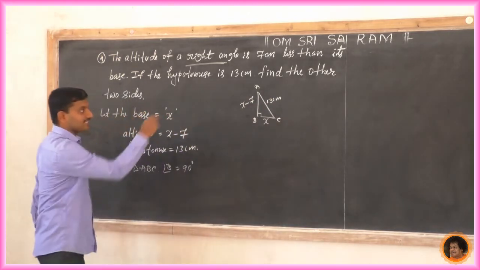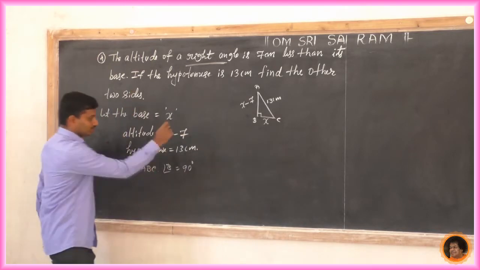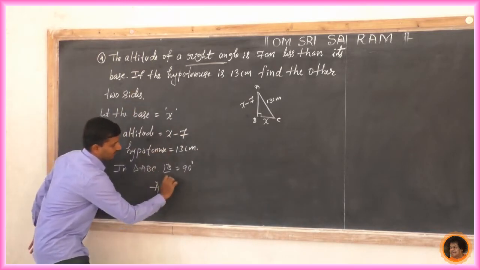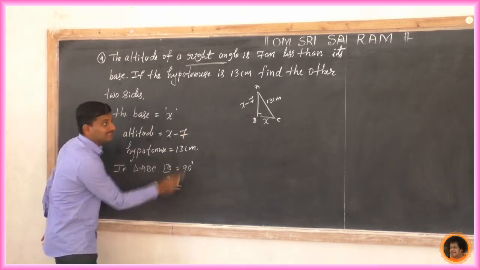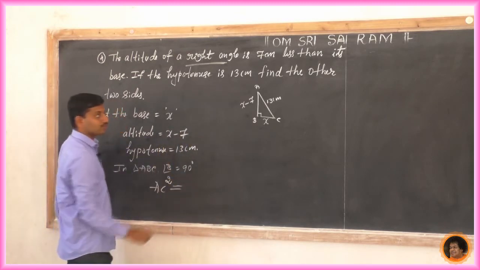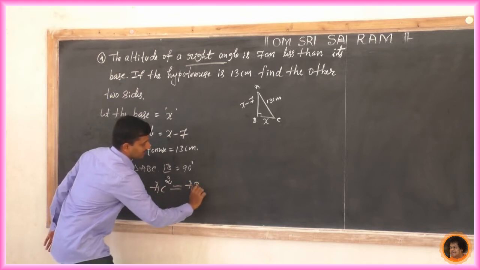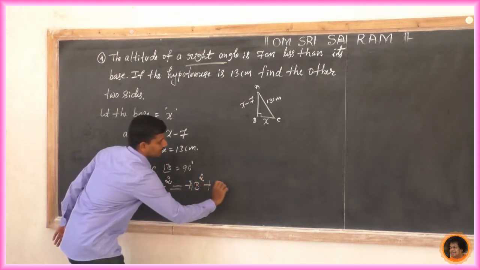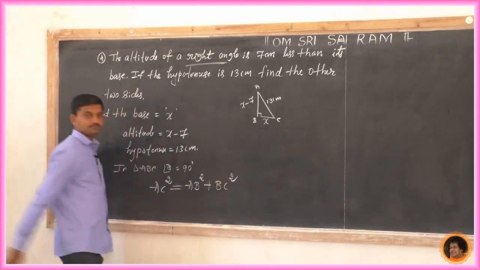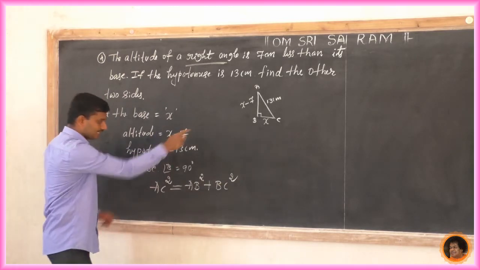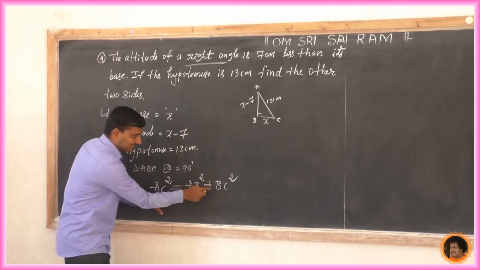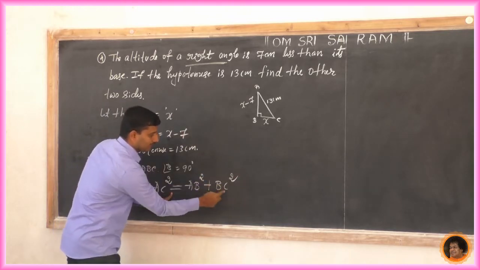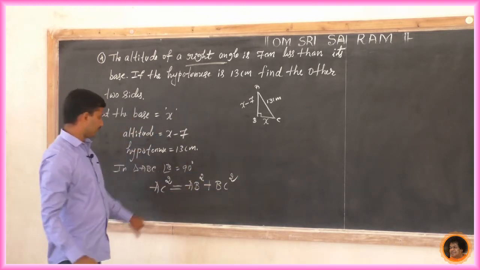So in a right angle triangle, the square of the hypotenuse, the hypotenuse is AC square, is equal to the sum of the squares of the other two sides, the other two sides AB square plus BC square. So in a right angle triangle, the square of the hypotenuse is equal to the sum of the squares of the other two sides. Now substitute the values.